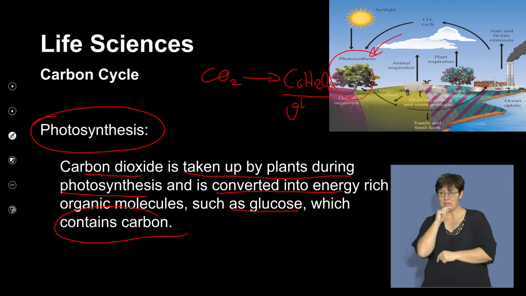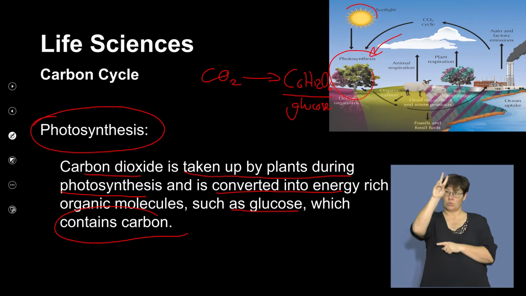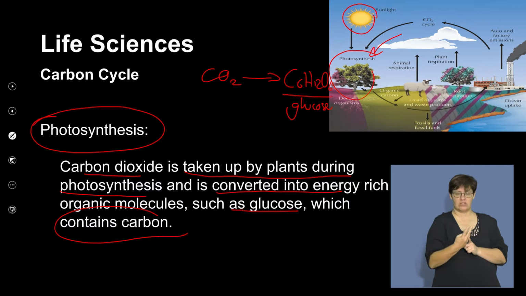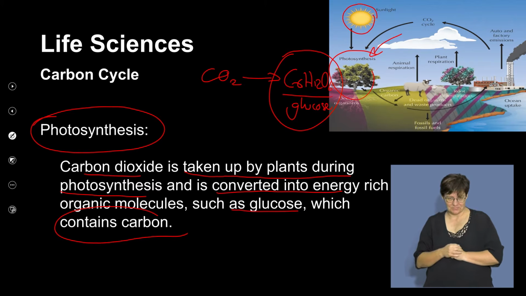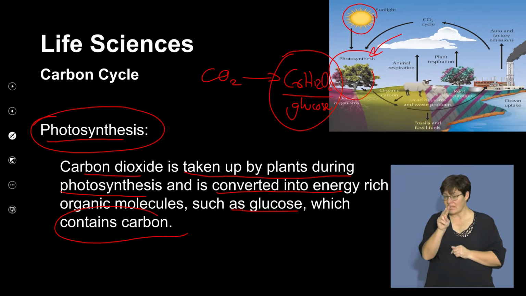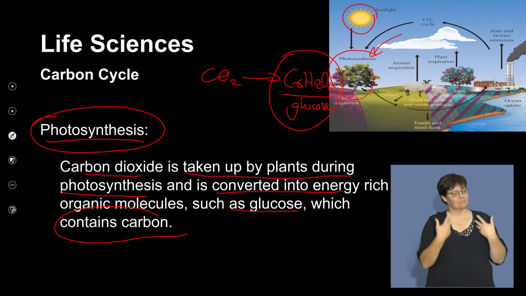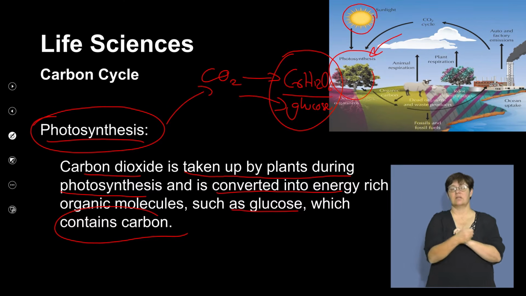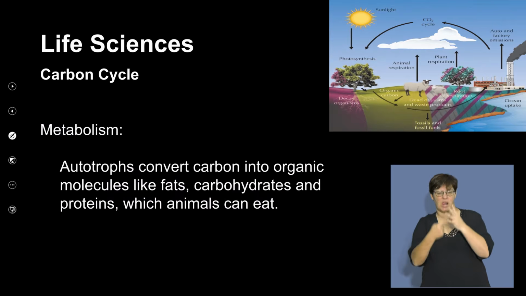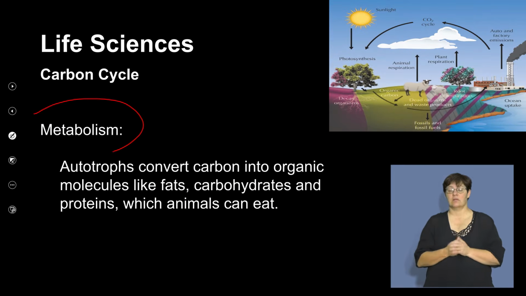And so glucose again takes the carbon from the atmosphere using the energy from the light along with water and produces these organic compounds called carbohydrates. So we see that photosynthesis plays an important role in taking the carbon dioxide and converting that into carbohydrates such as glucose. The next concept is metabolism.